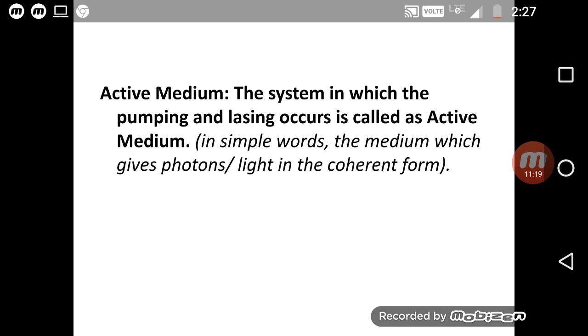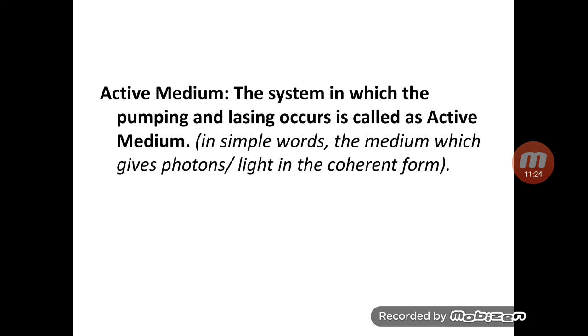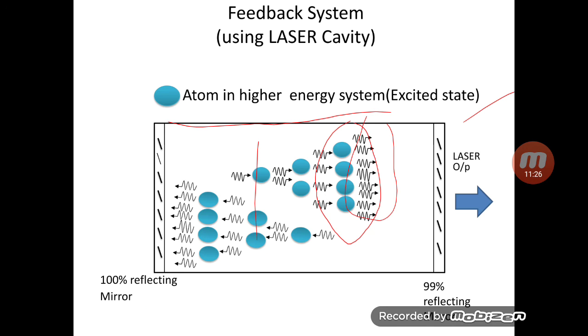Let us go to the third one, the active medium. The active medium is a medium in which the pumping and lasing take place. So here you have the atoms which are now giving you the light. These are the excited state atoms.